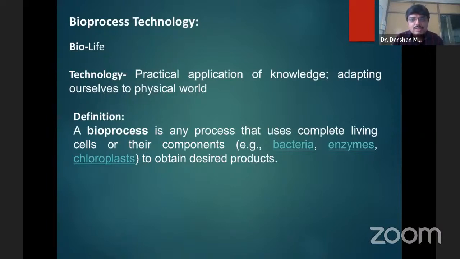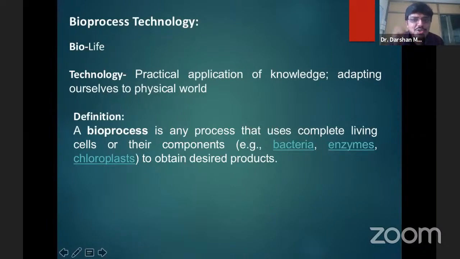Microorganism. What do you try to do? You try to utilize a complete living cell, or sometimes you try to utilize a part of that. Part of that means what? Part of that means you are working with the enzymes. You try to work with the mitochondria. You try to work with the chloroplast, and ultimately you try to produce the desired product. That particular process is known as a bioprocess.